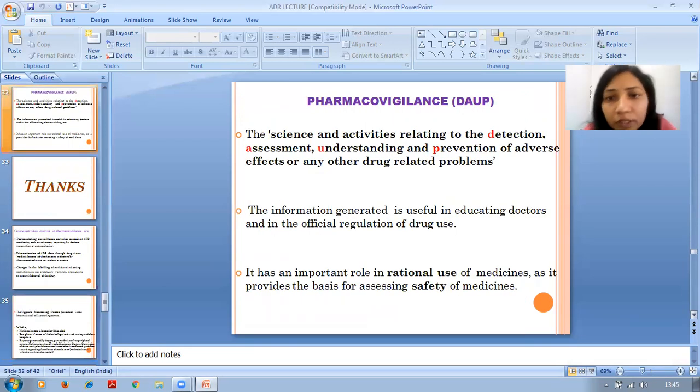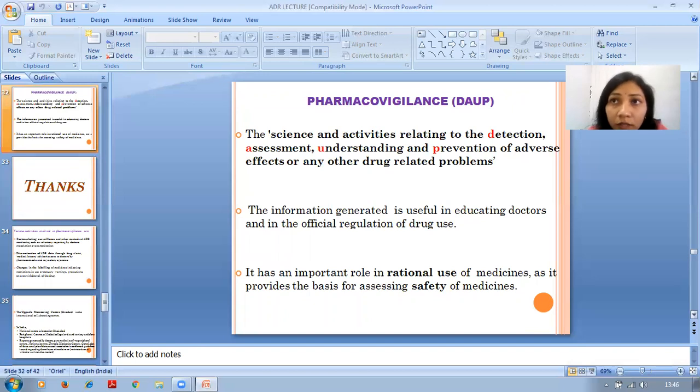Then pharmacovigilance. What is pharmacovigilance? This is the science and activities related to detection, assessment, understanding, and prevention of adverse effects or any other drug-related problem. The information generated by pharmacovigilance is used in educating doctors and in the official regulation of drug use.